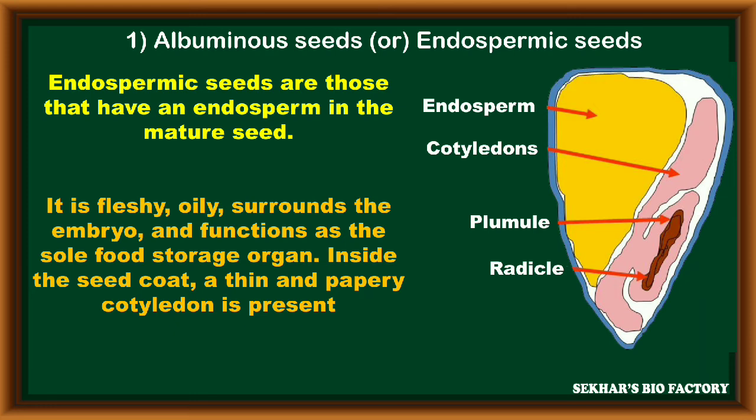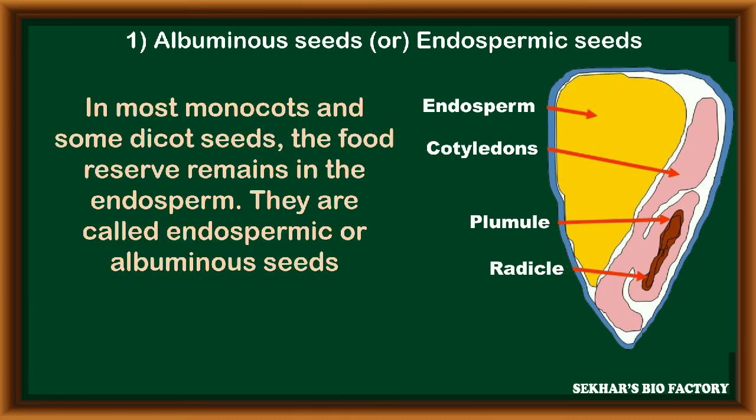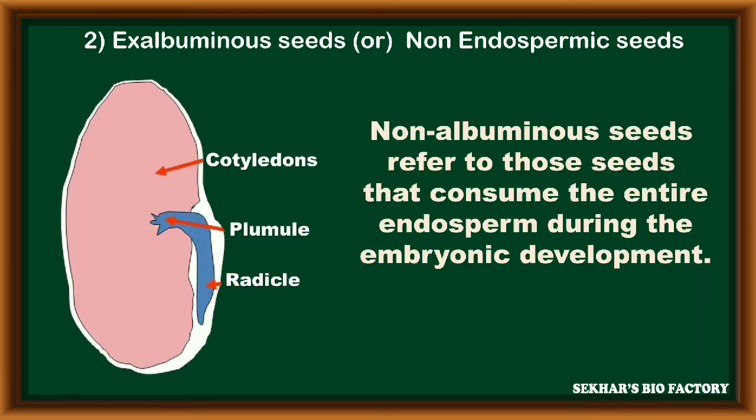The embryo or cotyledon is present in the form of a thin or papery structure. In most of the monocotyledons and in some dicotyledon seeds, the food reserve remains in the endosperm. They are called endospermic seeds or albuminous seeds. In exalbuminous seeds or non-endospermic seeds, the seeds do not have any endosperm because the endosperm is completely consumed by the developing embryo.